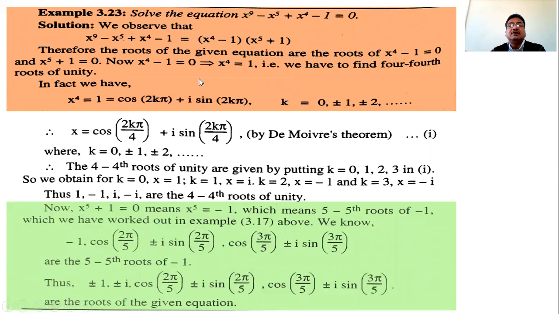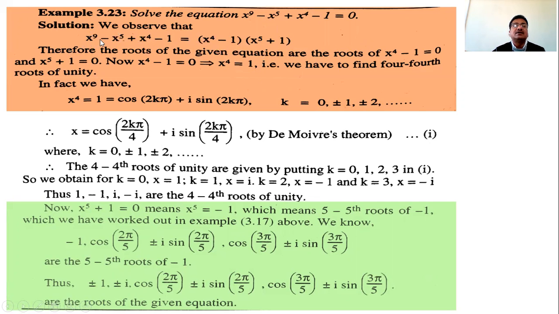Next, solve the equation. This problem is also important. So x raised to 9 minus x raised to 5 plus x raised to 4 minus 1 is equal to 0. This is a 9-degree equation, that is, we have 9 roots of this equation. Solve this equation means find all the 9 roots of this equation. So we have a total of 9 roots, and how can we find these 9 roots? By using De Moivre's theorem and complex numbers.